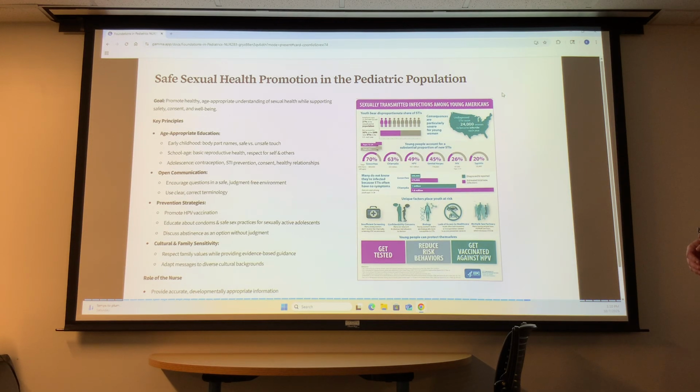Cool. Safe sexual health promotion in the pediatric population is also huge, especially in our older school age into adolescent, right? Because they're starting to explore, and they are getting out there and doing things. So we want them to be safe, right? So we want to provide that education. If they are going to do it, this is what you need to do, right? If you think you've had an exposure to something, where can you go get treated? Where can you get tested?